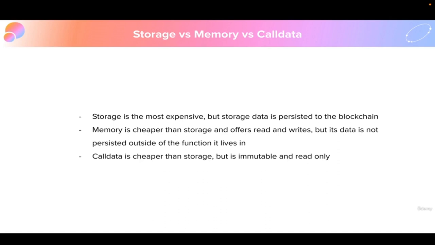Before we move on to other core concepts, we are going to look into storage, memory, and call data. These are all modifiers that we can apply to variables to specify where the EVM should store the data. Storage is the most expensive option, but the storage is persisted to the blockchain. Memory is cheaper than storage and offers reads and writes, but its data is not persisted outside of the function it lives in. Call data is even cheaper than storage, but it is immutable and read-only.